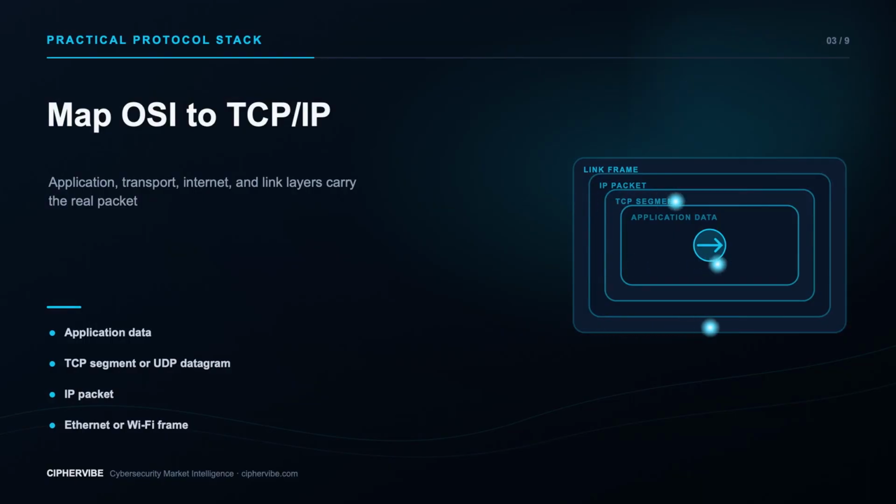At the center, each layer adds information needed by the peer at the same conceptual layer. This is encapsulation. Suppose a browser sends an HTTPS request. The application produces encrypted TLS records. TCP divides the byte stream into segments and adds source and destination ports, sequence and acknowledgement numbers, flags, a receive window, and a checksum. IP adds source and destination addresses, a protocol identifier, packet length, and a hop limit or time to live. Ethernet adds source and destination media access control addresses plus an ether type, and the link adds an error detection trailer. The result is nested state, application data inside a transport segment, inside an IP packet, inside a link frame.